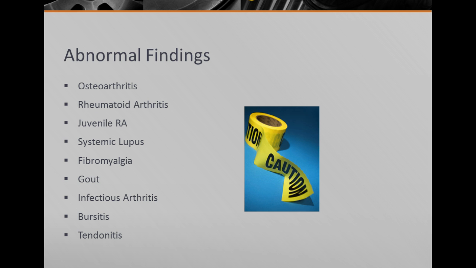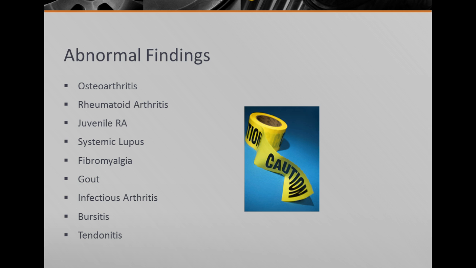Abnormal findings include osteoarthritis, resulting in pain and stiffness. It's associated with osteoarthritic changes in the spine, knees, and hips. Rheumatoid arthritis is inflammation of the synovium of the joint. The inflammation leads to pain, swelling, damage to the joint, and loss of function. Rheumatoid arthritis affects the hands and feet symmetrically.